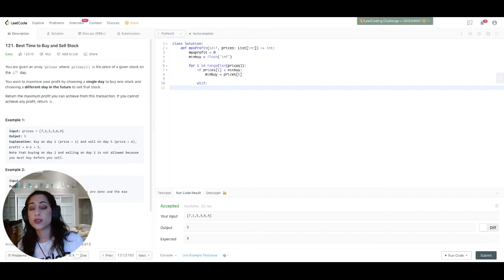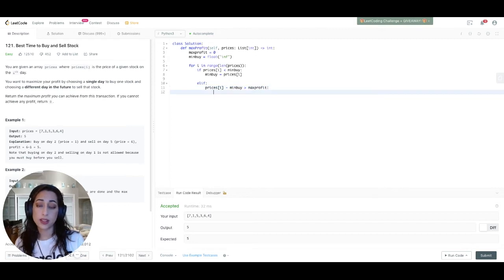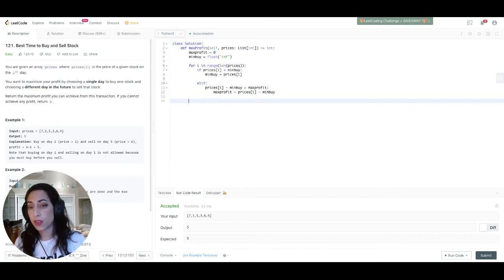Otherwise, let's say the value that we're at is not less than anything we've seen in the past. We're going to check to see if the profit is going to be greater, okay? Not necessarily if this value is greater than anything we've seen in the past, but if the profit is greater. So that means that we're going to check if prices[i], which is the current price, minus the min buy, is greater than our max profit, then we want to set our max profit to that value. Okay, and then we're going to go ahead and return our max profit.